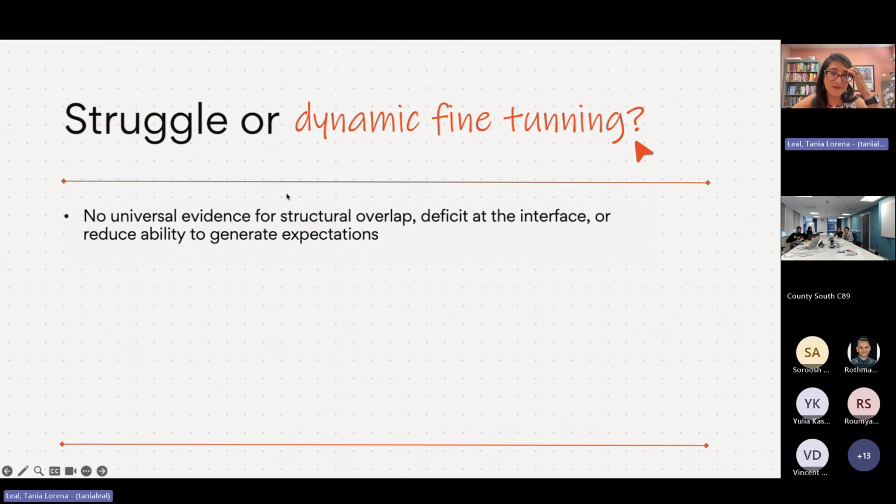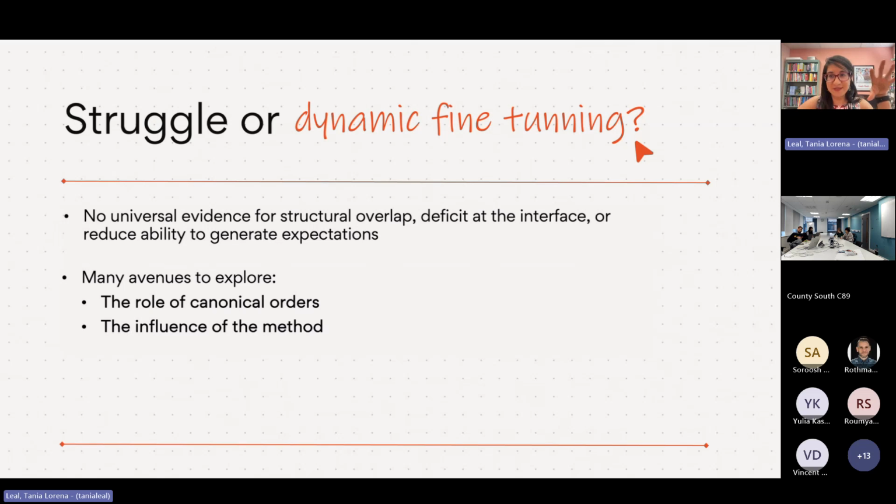I have not presented some of the research that I do with morphosyntax. That looks even more dire sometimes. What we see here looks like dynamic fine-tuning. Learners and heritage speakers do not seem to fail at integrating syntax and semantics and discourse. They seem to recalibrate through experience. Obviously, there are a lot of avenues to explore. The role of canonical orders, at least in Spanish, which seem to accommodate most information structure situations and might reduce the need for more marked configurations. In short, if SVO will do it, then why would you do anything else, right?